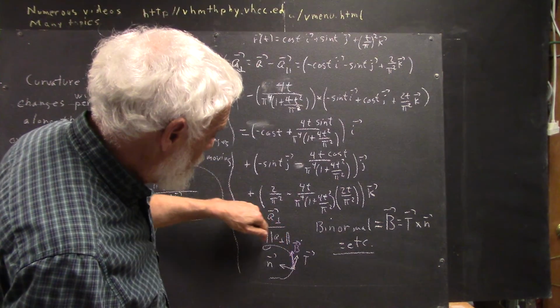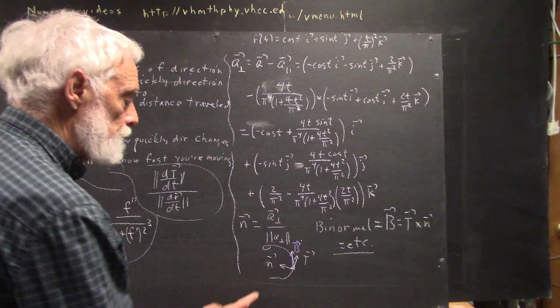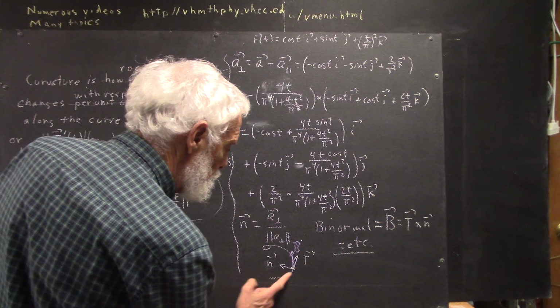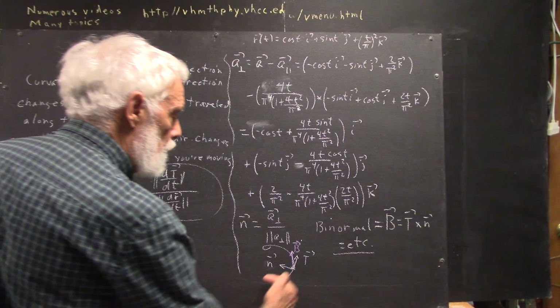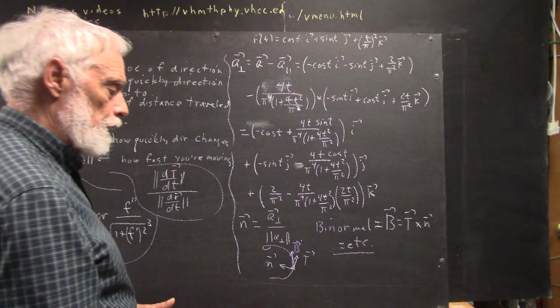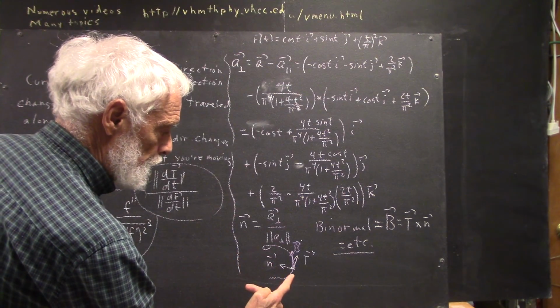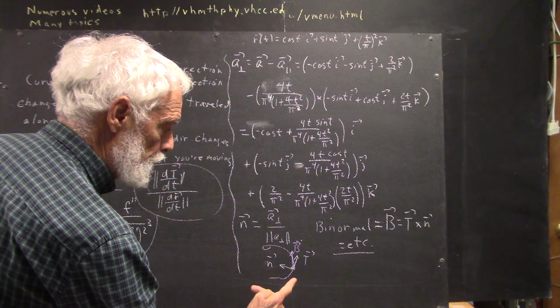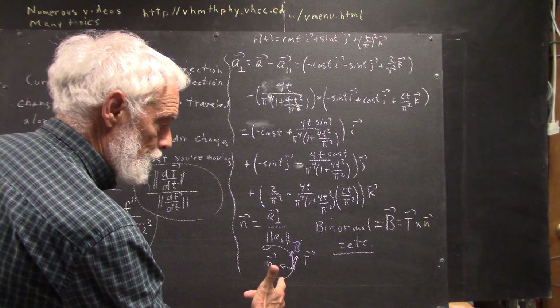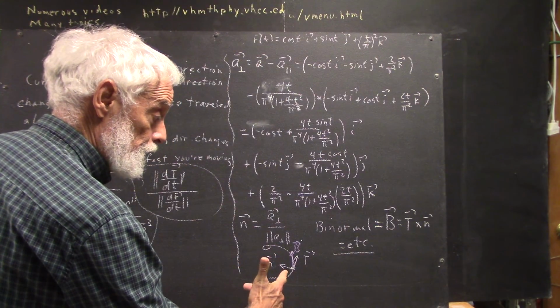So if you have a point on this helix, you have a unit tangent vector in the direction of motion. You have a unit normal vector perpendicular to the unit tangent vector. So there's your unit tangent vector and your unit normal vector, and you cross those two vectors and you get your binormal vector, this thing.